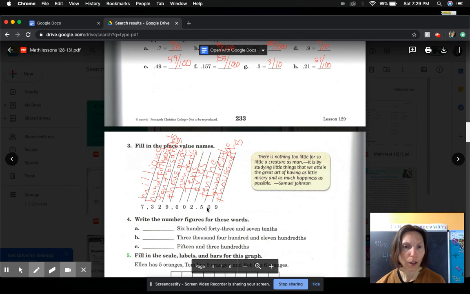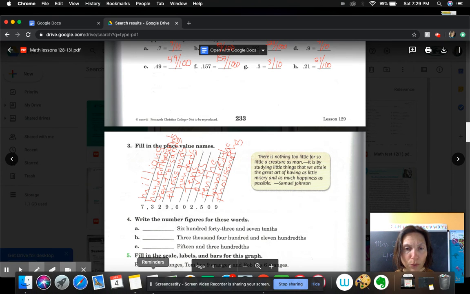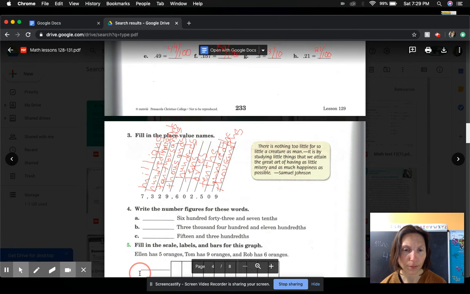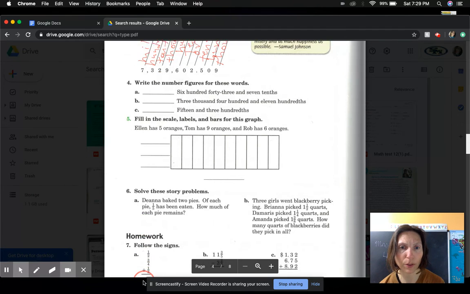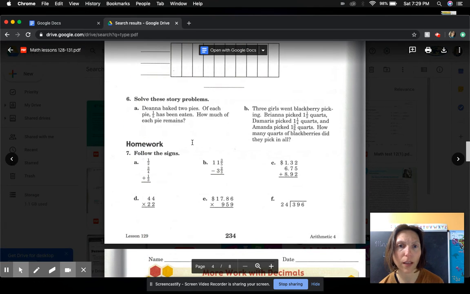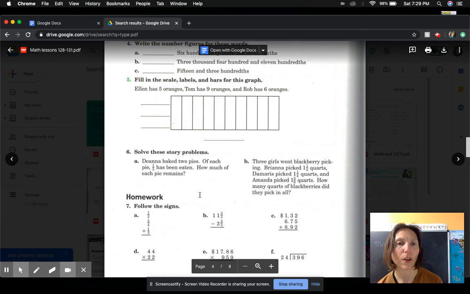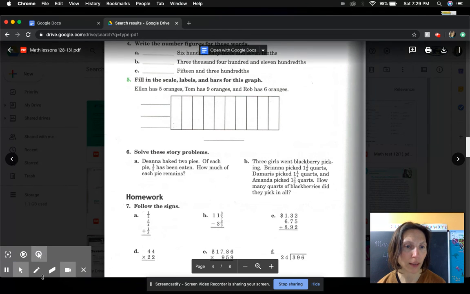Okay. Write the number figures for these words. You can do that. And then you're going to fill in the scale labels. Okay. Fill in the scale labels and bars for this graph. Ellen has 5 oranges, Tom has 9 oranges, and Rob has 6 oranges.